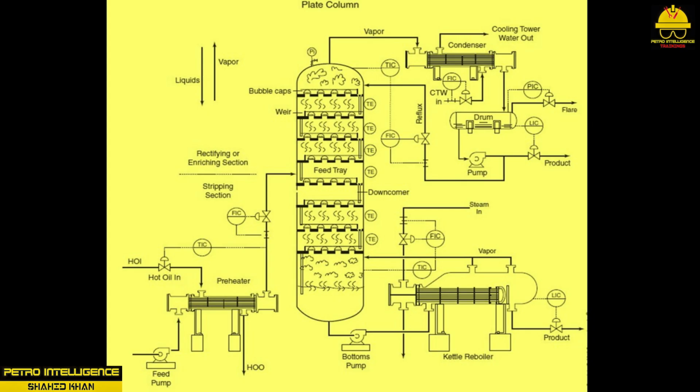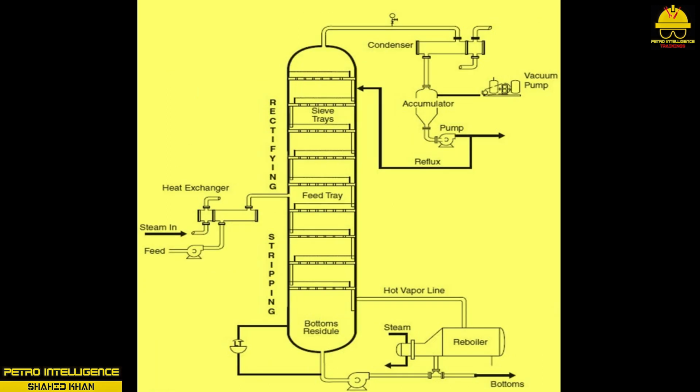Plate columns. Plate columns, sometimes called tray columns, come in three basic designs: bubble cap, sieve, and valve tray. The basic components of a plate column include the feed inlet, feed tray, rectifying or enriching section, stripping section, bottom outlet, overhead outlet, reflux line, reboiler, condenser, feed preheater, side stream outlets, downcomer, weir, riser, control loops, pipes, pumps, valves, instrumentation, and computers as shown in pictures.